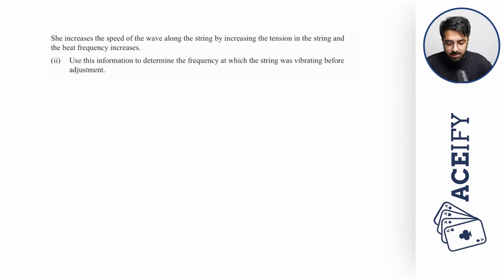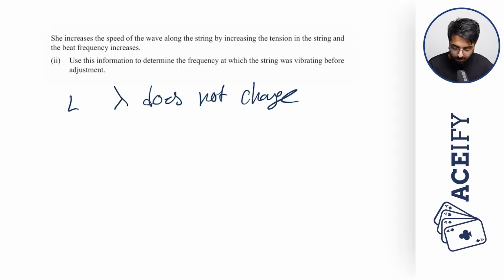All right. She increases the speed of the wave along the string by increasing the tension in the string, and the beat frequency increases. Use this information to determine the frequency at which the string was vibrating before the adjustment. So because the length of the string has not changed, our wavelength also does not change, okay? And so due to v is equal to f lambda, if our lambda does not change, however our velocity has increased, therefore our frequency must increase.